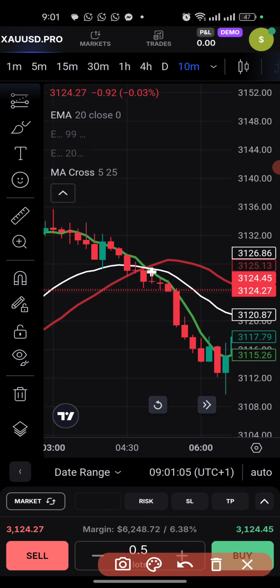Do you see the red line is on top? The red line crossed to the upside. The green came down. The white was coming down. That's telling you that price is going to come down. So you could have taken a sell.